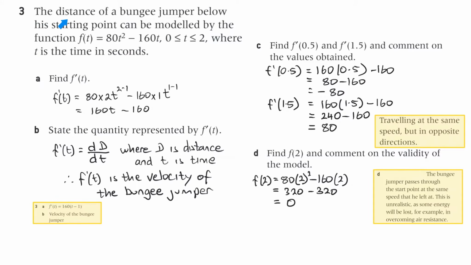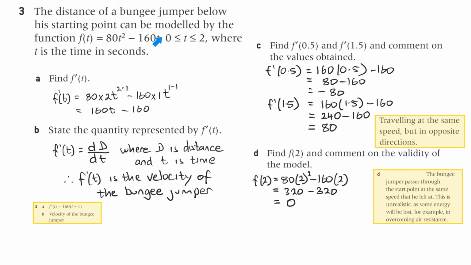Okay, let's have a look at number 3. The distance of a bungee jumper below his starting point can be modelled by this function, where t is greater than or equal to 0 and less than or equal to 2, and t is the time in seconds. A, find the derivative of this function. And we do that, we bring the 2 down there, and it becomes 2 times 80 is going to be 160t. That becomes 2 minus 1, which is 1.